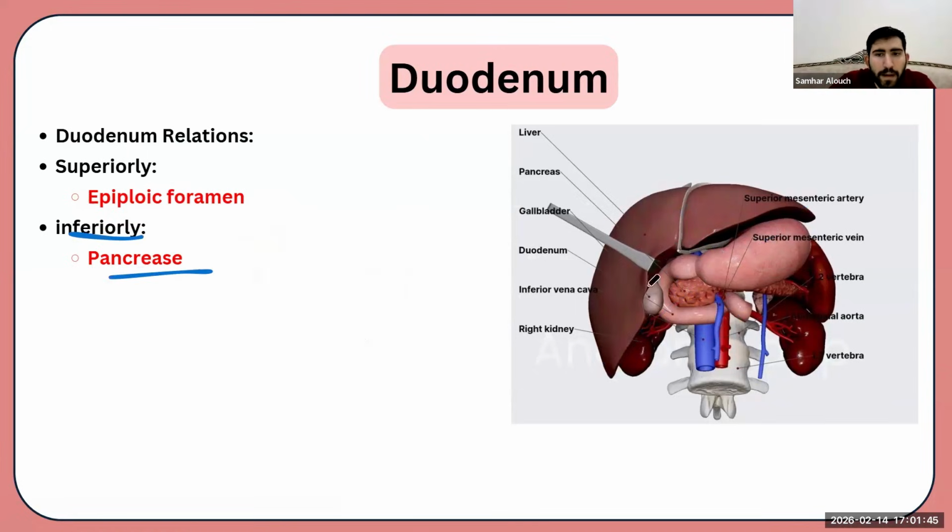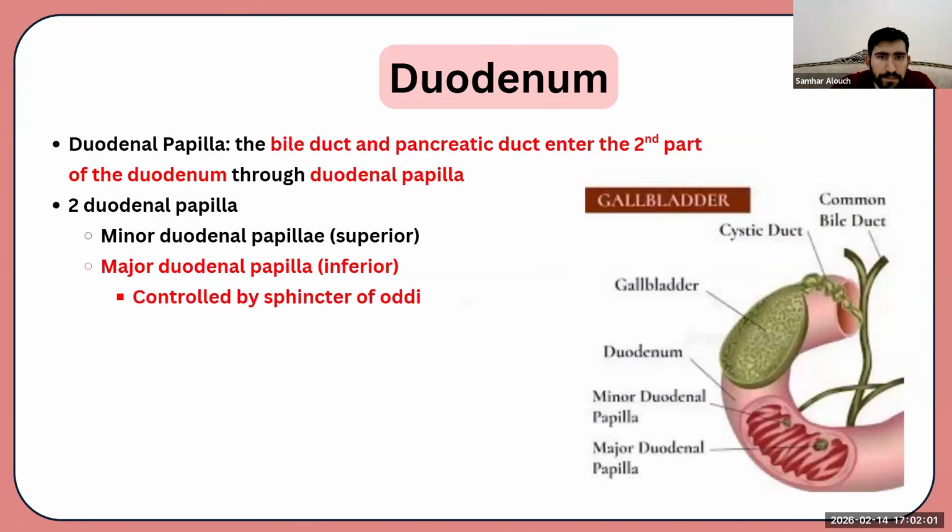And inferiorly, we have the pancreas. Under it, there is the pancreas. So anteriorly, liver and gallbladder. Inferiorly, pancreas. Superiorly, epiploic foramen. And posteriorly is the bile duct, the portal vein, the gastro-duodenal ligament.